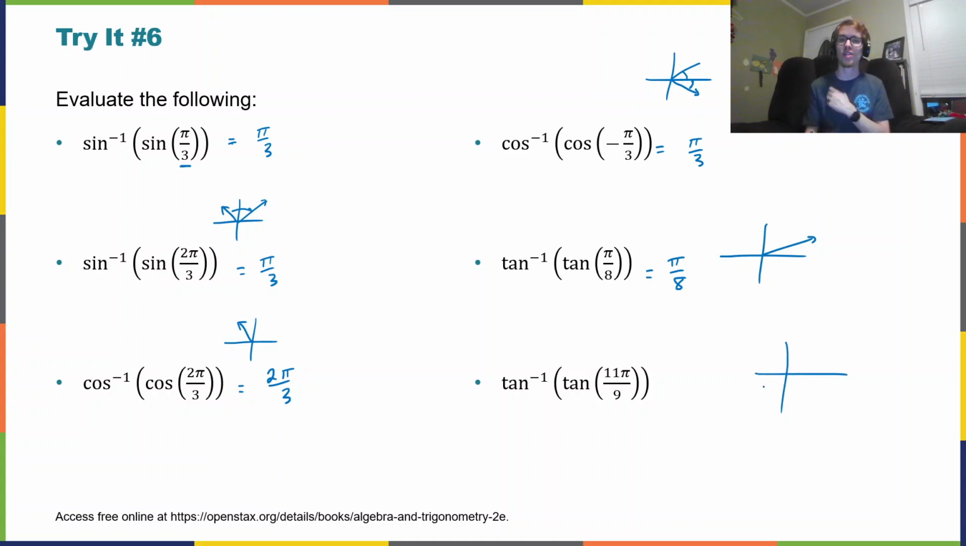I need to think where that is, actually. So 11 pi over 9, okay, so 9 pi over 9 is pi. So it's 2 pi over 9 rotated past that, so that appears to be in the third quadrant.